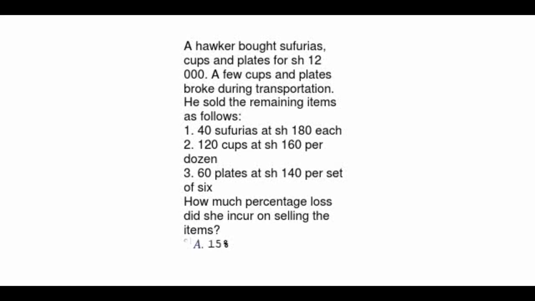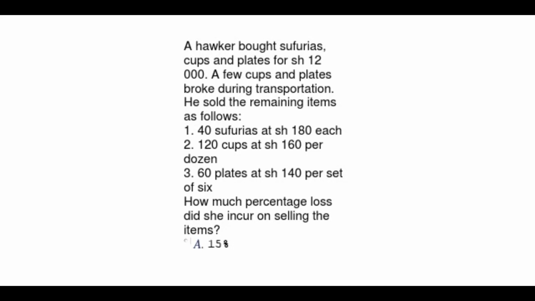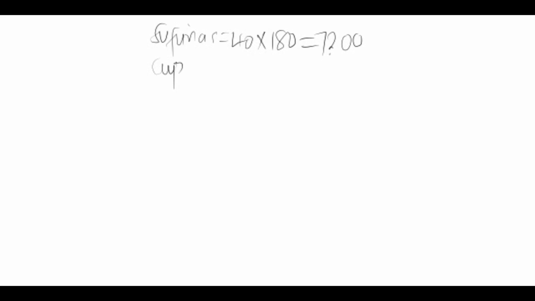So we have 40 sufurias at 180 shillings each. So for sufurias, we have 40 multiplied by 180 shillings each. This will give us 18 times 4 is 72. So we have 7200. Then 120 cups at 160 per dozen. So we have cups, we have 120, and we know that 1 dozen is equal to 12.